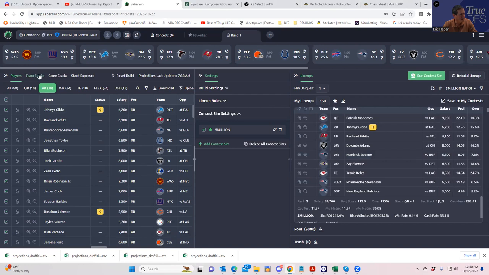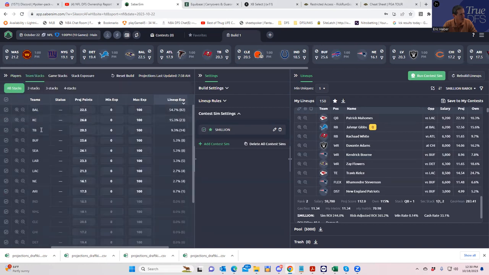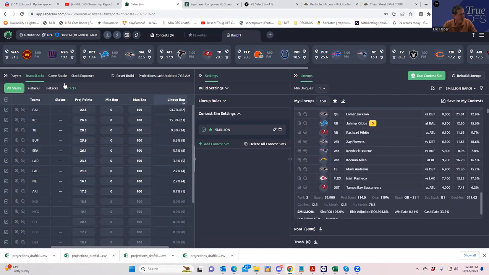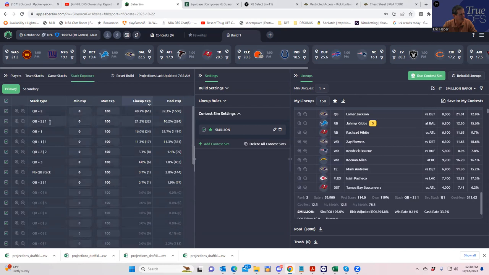So same deal: Baltimore, KC, Tampa. And here we're going to get more Gibbs, that natural run back. So I would imagine that the stack exposure is going to be more. Yeah, you still get mostly two zeros, but a bunch of two ones as well.